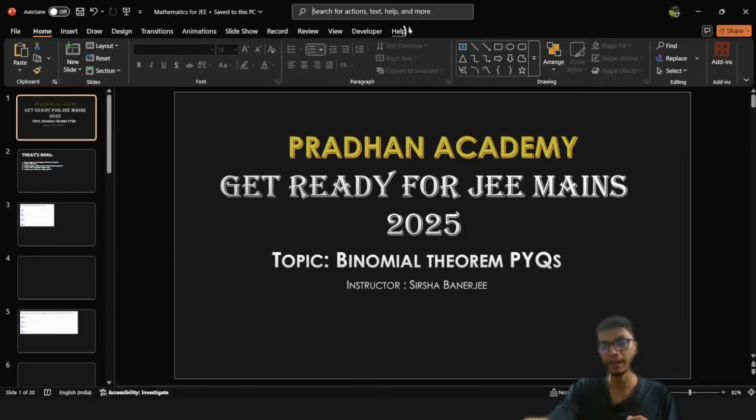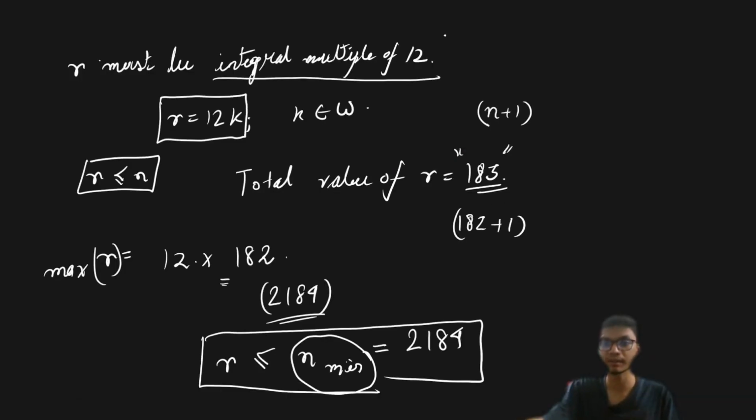So instead of writing r minus that particular term as an integral multiple of 3, I'm directly putting r as an integral multiple of 12, right? So I hope this is clear to all of you, right? All right, Bidhan, I hope this is clear, right? Did you get this answer, Bidhan?